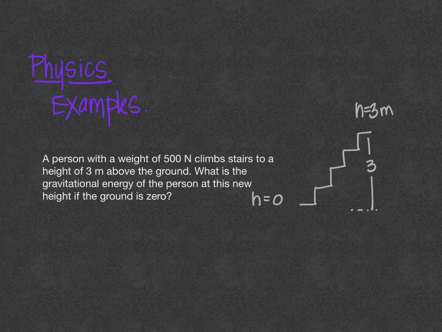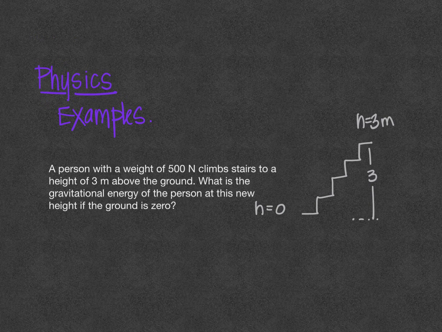So our person is going to climb these stairs, and when our person gets to the highest step there, it'll be 3 meters above the ground. So let's find the gravitational energy of the person at this new height. So remember, gravitational energy is mgh.